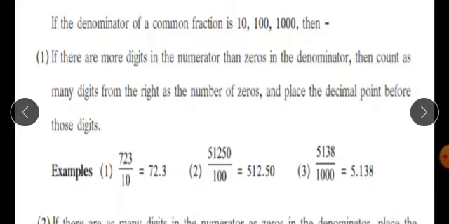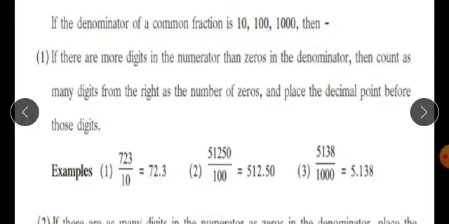Now example, first one is 723 upon 10. Students, here the number of digits is more than number of zeros. Here only one zero in the denominator, but the digits are 3. Therefore, from right means you have to start counting from 3. And you have to count only one because only one zero is there, and therefore you have to put decimal point after 72. Therefore, the answer is 72.3.